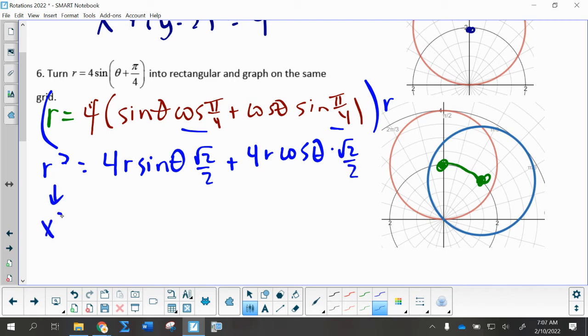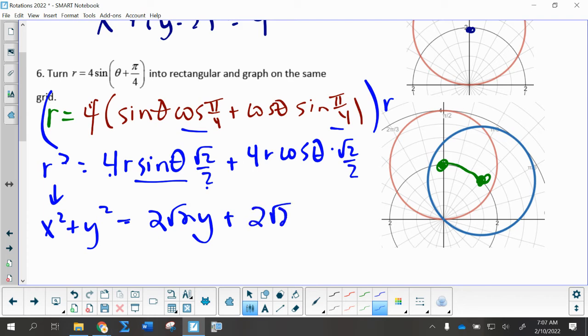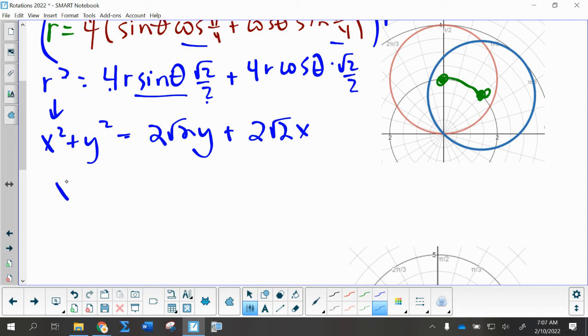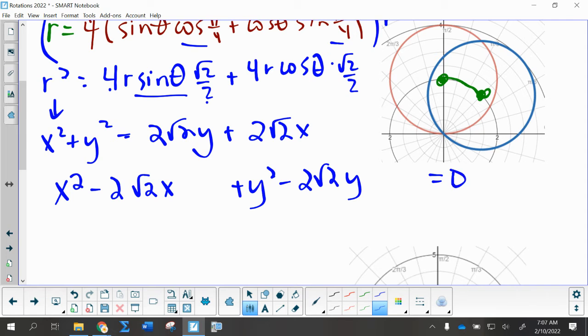r squared is x squared plus y squared. r sine theta is equal to y, and I'm going to divide the 4 by the 2. So I have 2 root 2 y, and then this part becomes 2 root 2 x. Now I get to do the fun stuff of completing the square. So I have x squared minus 2 root 2 x plus y squared minus 2 root 2 y all equals 0.